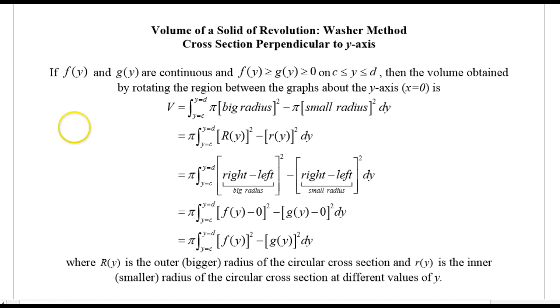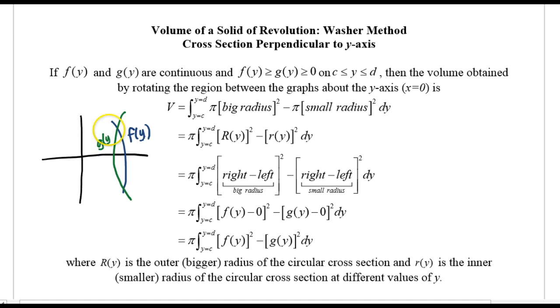So let's just kind of try to draw an image here. Let's say, I'll try to use different colors, this is my function f of y, and it's on the right hand side. And then let's say this green one is my function g of y, and I'm interested in rotating around the y-axis again, or in general, just rotating around a vertical line so that my cross sections are perpendicular to the y-axis.